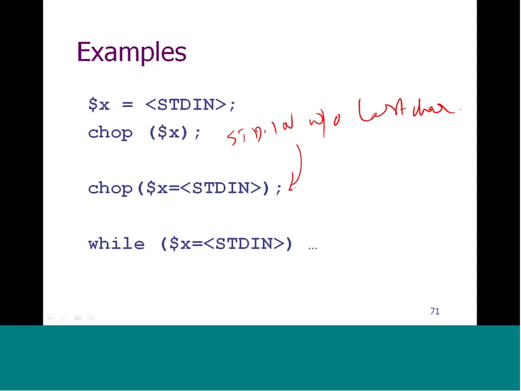Another shorthand form for writing this is you directly do the chop. So in this one basically first it assigns this and then it chops the resulting value. And many people just write it like this in standard practice because this also gets the input line by line, and for every line immediately starts executing this loop and then continues the loop.